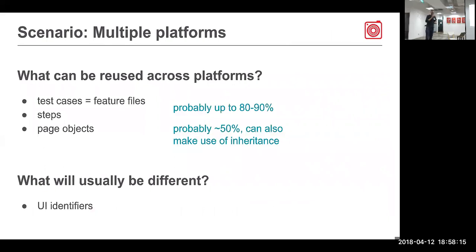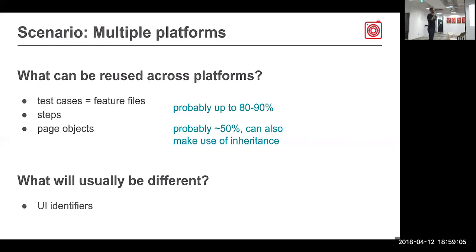So coming back to our initial scenario and talking about multiple platforms, what can we actually reuse? So we saw how we structure our tests with the feature files, with the step definitions, with page objects. And I would say that of the feature files, you can probably reuse 80 to 90%. It depends on how different your application is across platforms. But most features will be very similar. Let's say we start with the basic example everyone always gives is login. It doesn't matter if you log in on Android or you log in on iOS or on web. The feature definition is the same. Given I'm not logged in, if I log in as user ABC, then I am logged in as that user.